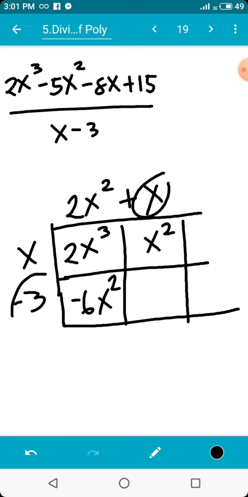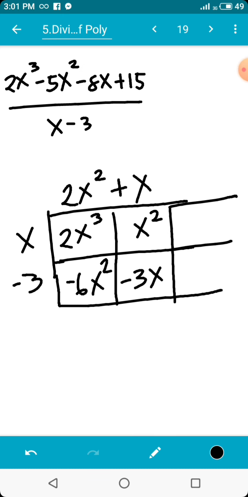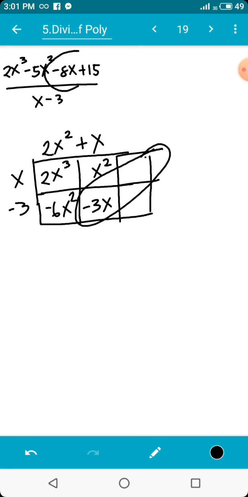So, x times negative 3, we have negative 3x. Okay? Next naman, so, dun tayo ulit sa next. Ano naman yung ilalagay ko dito para pag pinagsama ko yan, itong third term naman yung lalabas. And we know that that is negative 5x. Okay? Kasi pag pinagsama mo yan, we have now negative 8x.